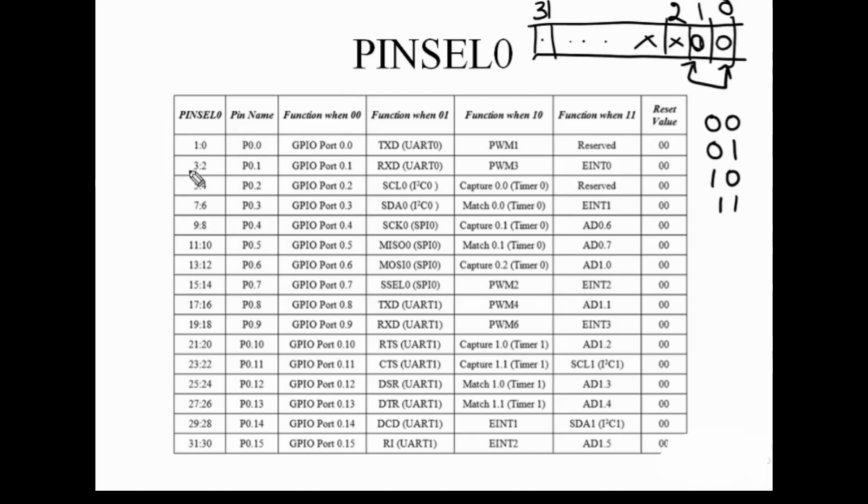If you continue checking here, the second and third bit pairs are used to control port 0 pin 1, and these are the different functionalities it can hold. So just by changing the values in the PINSEL register, we can make a single pin, for example port 0 pin 0 or port 0 pin 1, or all these pins specified here, perform 4 different functions. So that's all about the pin function select register.